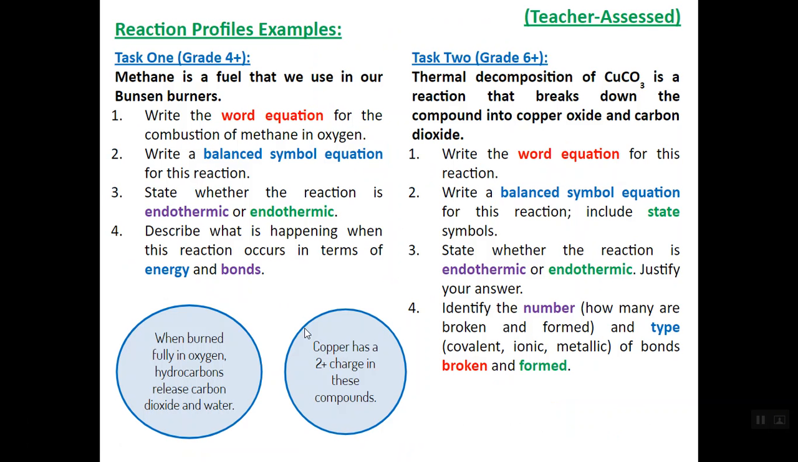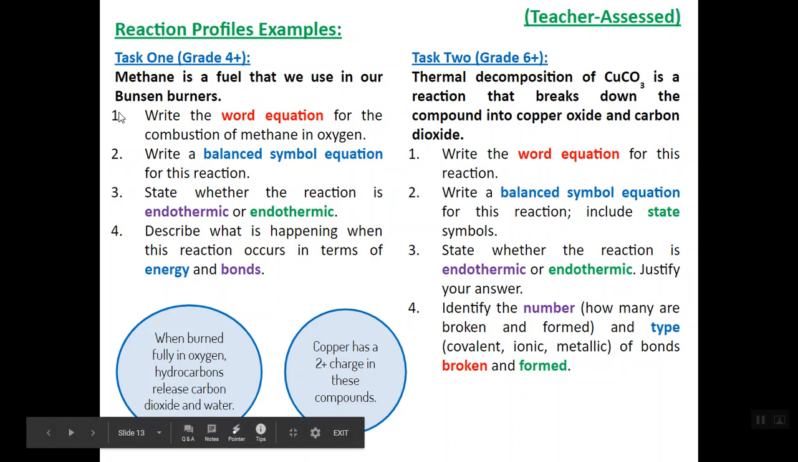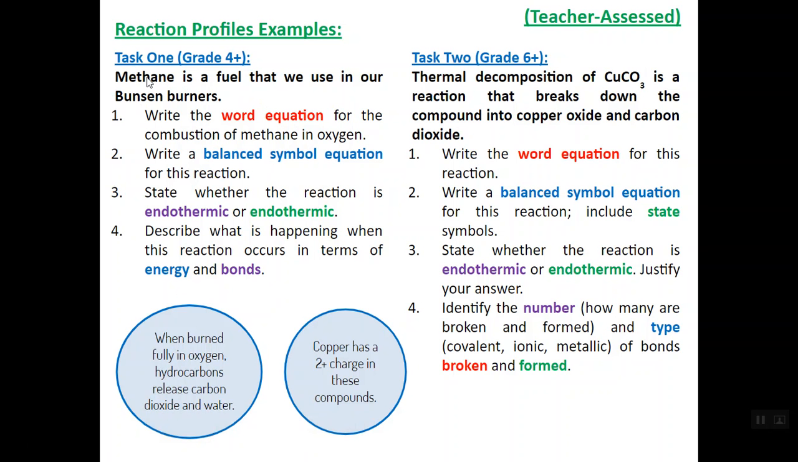Now, and then you have this task. This task is split into 2 types. So there's a grade 4 plus and then there's a grade 6 plus. So this question is asking you about the reaction of methane and oxygen. So burning something, having a combustion reaction, is adding oxygen. So you have to write the word equation for this. You want a balanced symbol equation. Is the reaction endothermic or exothermic? And then describe what's happening in terms of the energy in the bonds.